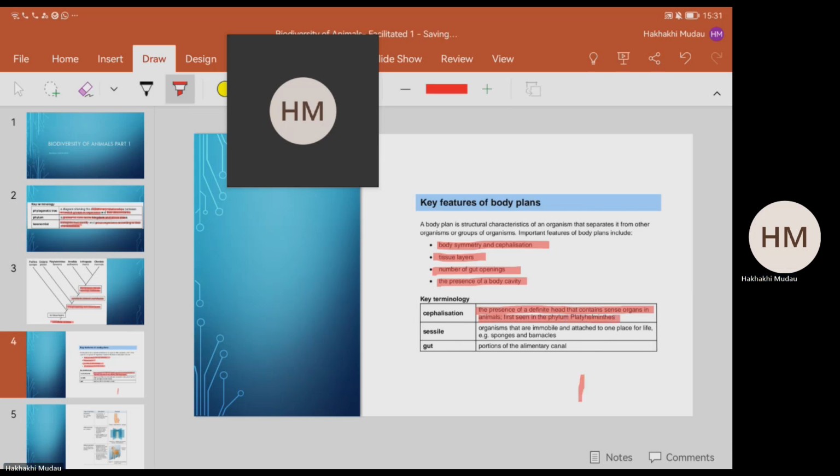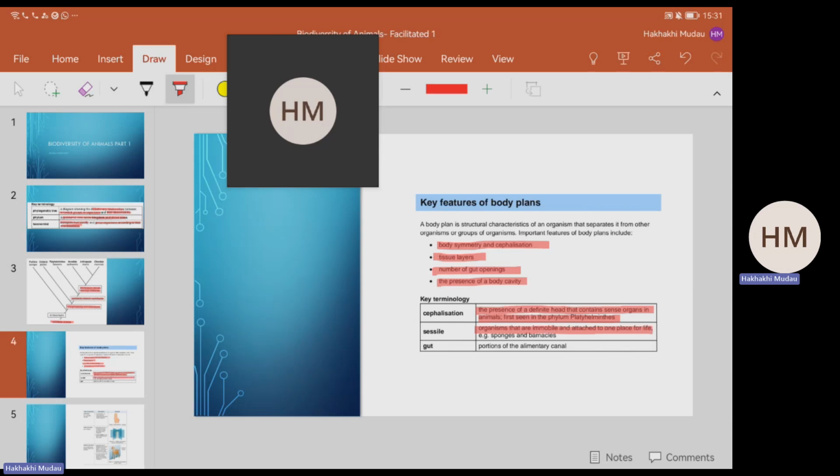Then we move on to sessile. So when we say an organism is sessile, it means that that organism does not move. Once it stays in a particular place, it stays there forever. So these are organisms that are immobile and attached to one place for life.